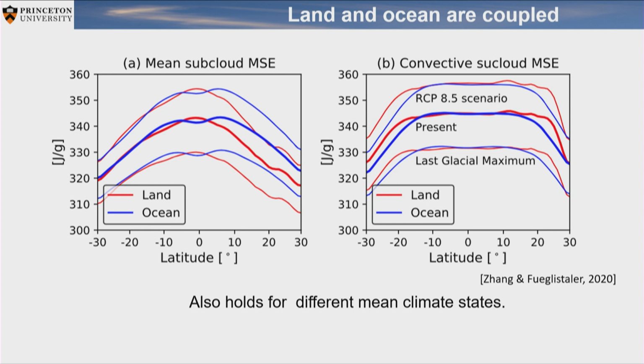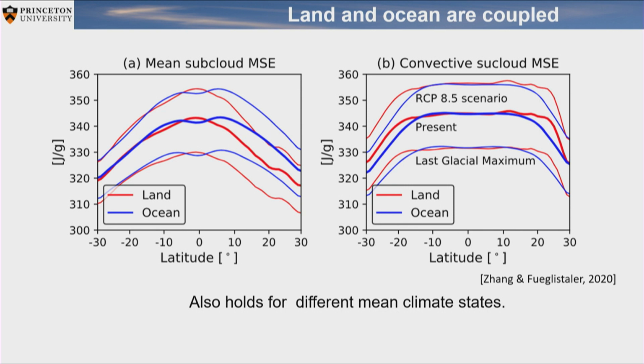Good. It also holds past and future, at least in models. This is the calculation as before, but now we have the last glacial maximum climate simulation. This is the present, and this is the RCP 8.5 scenario. So it holds in all climates. And that now allows us to couple the high energy conditions over land and ocean, right?